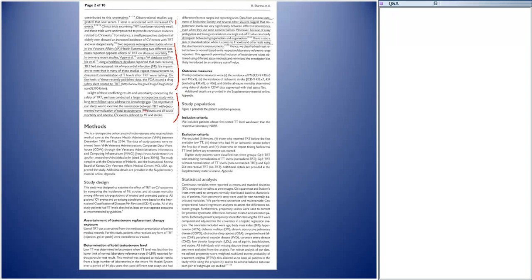Data from position statements of the Endocrine Society and several other sources suggest that testosterone levels can vary significantly between laboratories, even when they use the same identical laboratory kits. Moreover, because of assay ambiguities and biological variations, no single cutoff of testosterone value can clearly distinguish between hypogonadism and eugonadism.